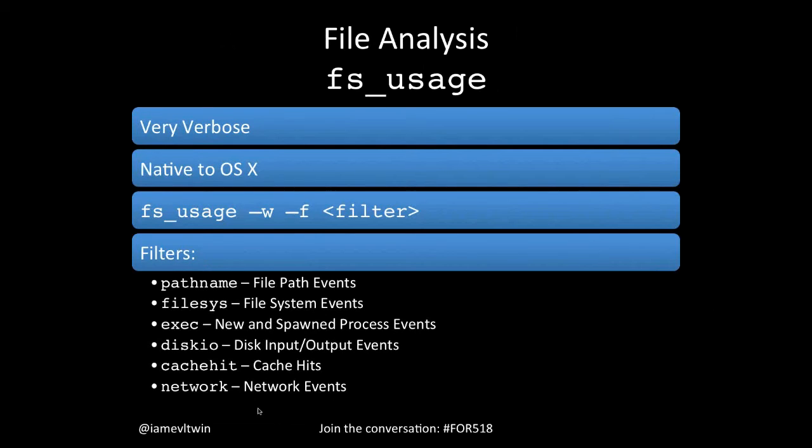So another built-in tool, fs_usage. Again, this is very verbose, but it does have some filters so we can filter down specific information and target exactly what we're looking for. This -w here, you can use it with or without the -w, but I will warn you right now, if you don't use the -w, it's going to cut off file paths or file names. I'll show you an example a little bit later on in one of my screenshots. But we can use the -f and specifically say, I want everything having to do with exec, for spawned processes, or network-based events, things like that.